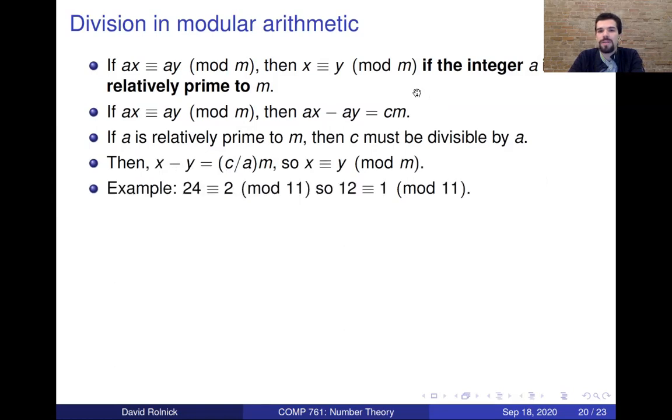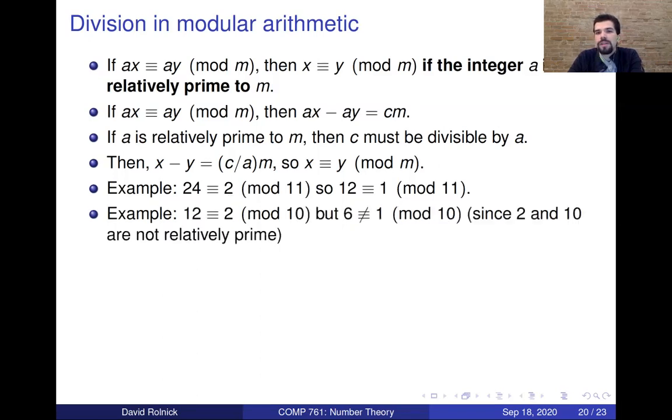Some examples of this. 24 is equal to 2 mod 11. So I can divide both sides by 2 because 2 and 11 are relatively prime. So 12 is equal to 1 mod 11, which is true. Here's an example of why you don't want to do it unless the thing you're dividing by is relatively prime with the modulus. It's the thing in the parentheses here.